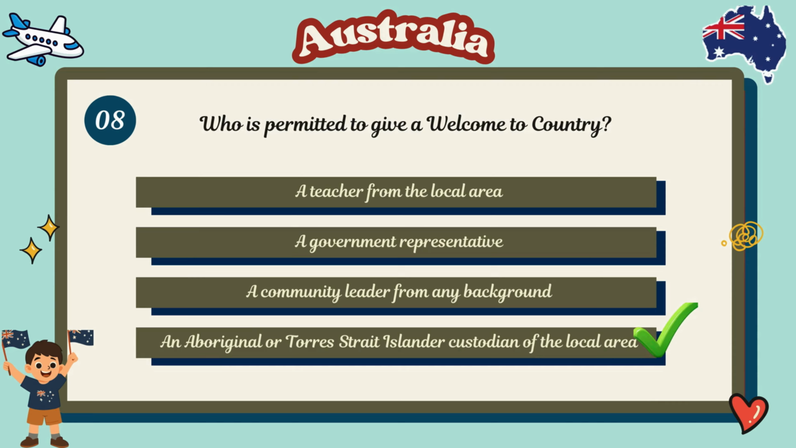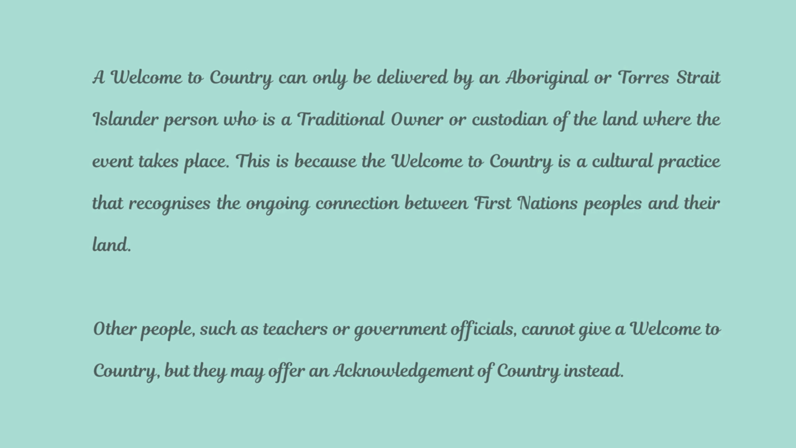Correct answer D. An Aboriginal or Torres Strait Islander custodian of the local area. A welcome to country can only be delivered by an Aboriginal or Torres Strait Islander person who is a traditional owner or custodian of the land where the event takes place. This is because the welcome to country is a cultural practice that recognises the ongoing connection between First Nations peoples and their land. Other people, such as teachers or government officials, cannot give a welcome to country, but they may offer an acknowledgement of country instead.